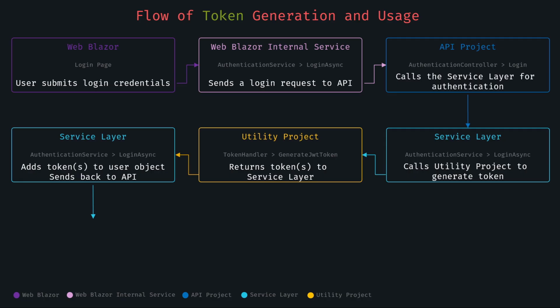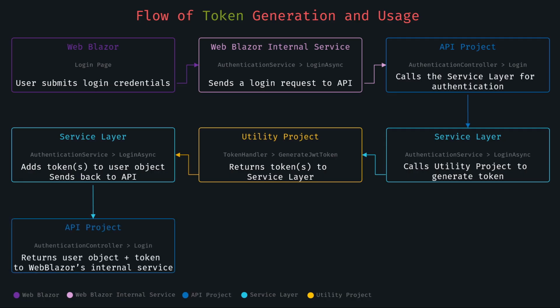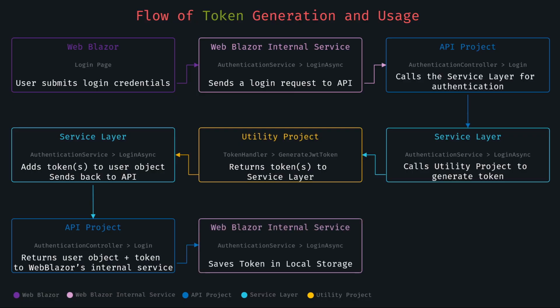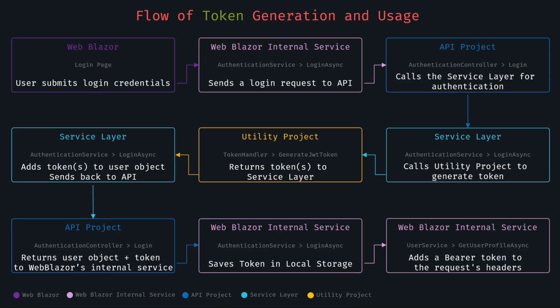Then the API sends the whole package, the user object plus the token, back to our Blazor internal service. And this part's important. The token gets saved to local storage, so we can use it later. Finally, whenever we want to send an authenticated request, like updating the user profile, we just grab that token from local storage and stick it into the request's headers as a bearer token. That's the full flow, from login to secure API calls.